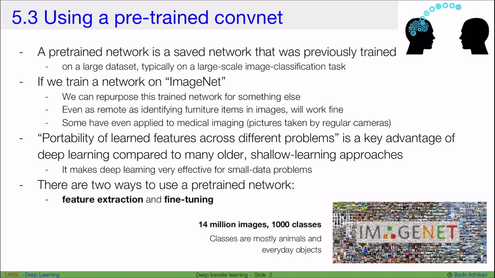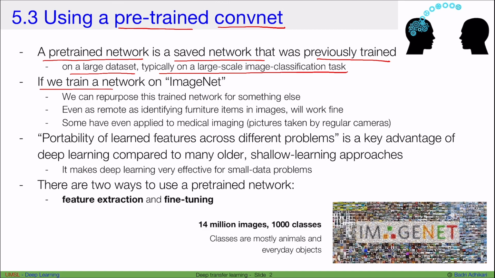So we'll start by discussing how we can use a pre-trained convolutional neural network, or ConvNet. Now, a pre-trained network is a saved network that was previously trained on some large data set, typically on a large-scale image classification task. This is typically using data sets like ImageNet on very large networks. So we'll look more into this.